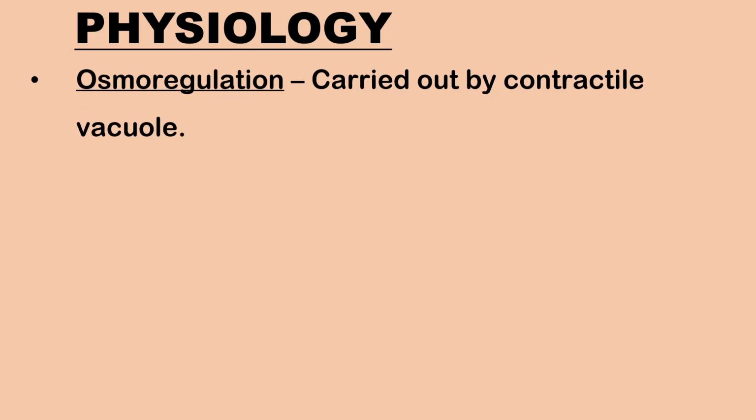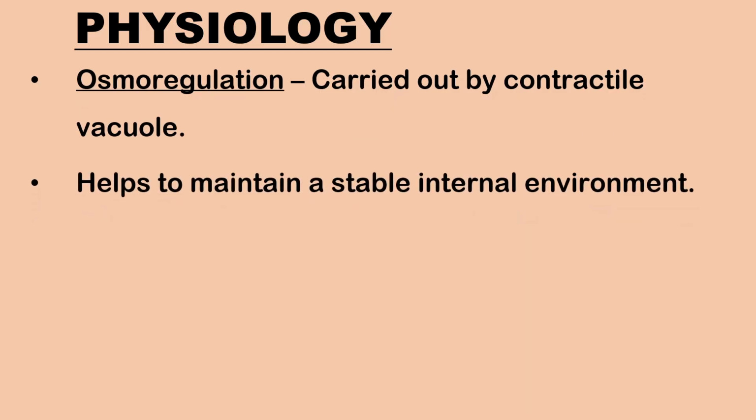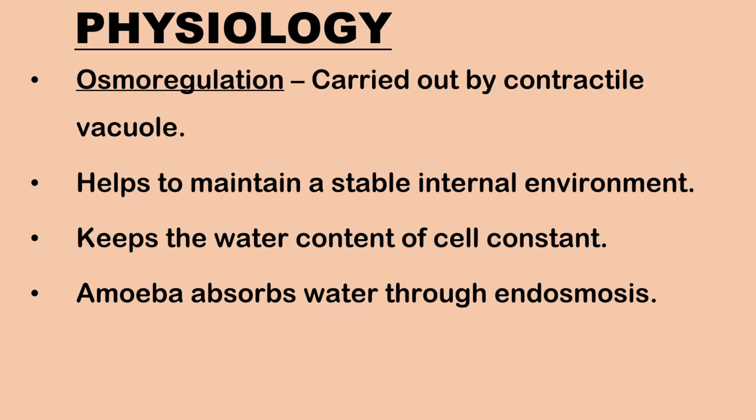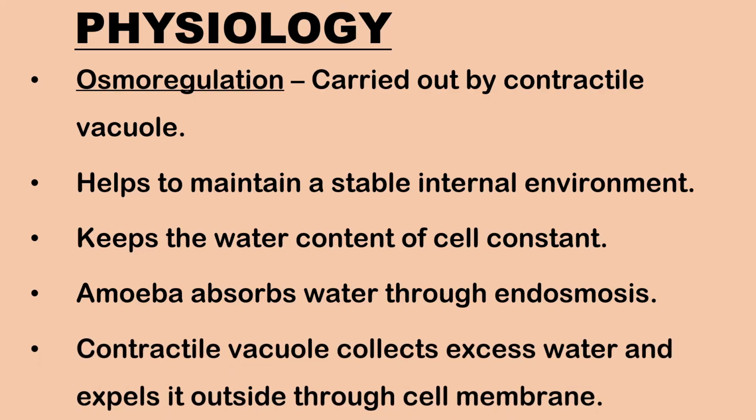Osmoregulation is achieved through contractile vacuole, which helps to maintain a stable internal environment. It keeps the water content of cell constant by collecting and expelling the excess water from the cytoplasm. Due to higher concentration of solutes within the cytoplasm compared to the surrounding environment, amoeba absorbs water through endosmosis. The contractile vacuole collects excess water and expels it outside through the cell membrane.